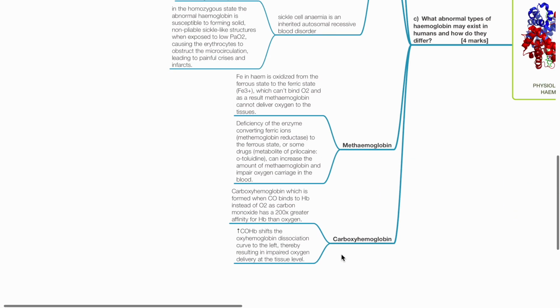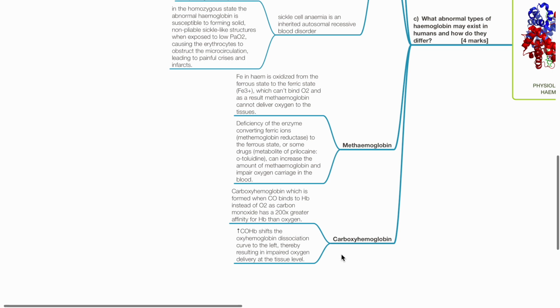Methemoglobin. Iron in heme in methemoglobin is oxidized from the ferrous state to the ferric state, Fe3+, which can't bind to oxygen, and as a result methemoglobin cannot deliver oxygen to tissues. Deficiency of the enzyme methemoglobin reductase, which converts ferric ions to the ferrous state, or some drugs such as the metabolite of prilocaine, or toluidine, can increase the amount of methemoglobin and impair oxygen carriage in the blood.